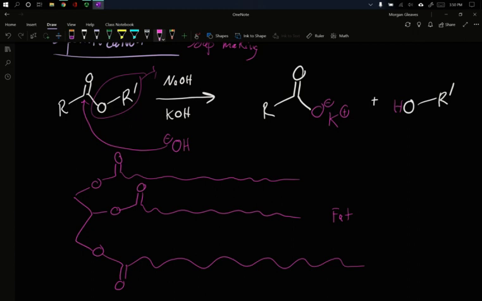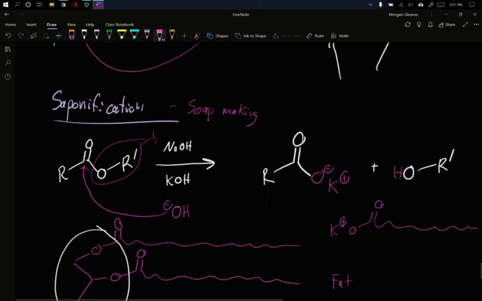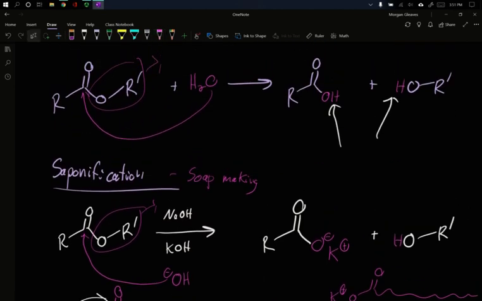So if you take fat and you add lye, what you're really doing is you are breaking your ester apart and producing these carboxylates. And so you end up with K plus O and a really long chain. This is the general shape for soap. And so we'll talk about it more in lipids, but saponification is a slightly different version of breaking an ester where you use a hydroxide instead of water, and it produces a deprotonated carboxylic acid instead of a normal carboxylic acid.